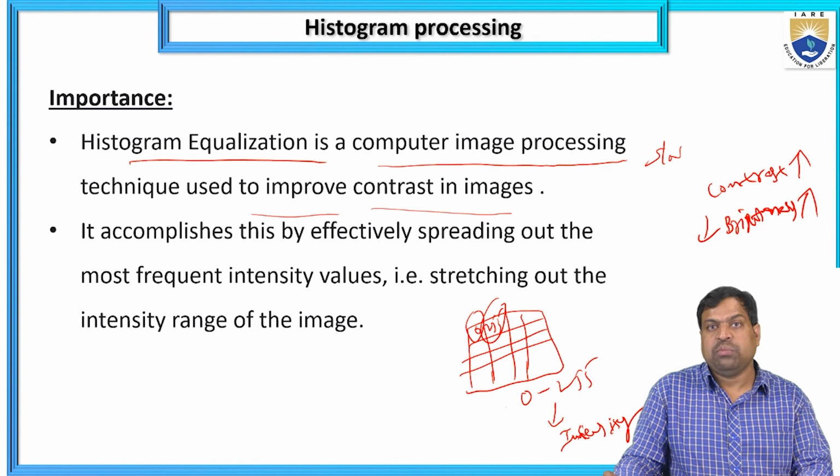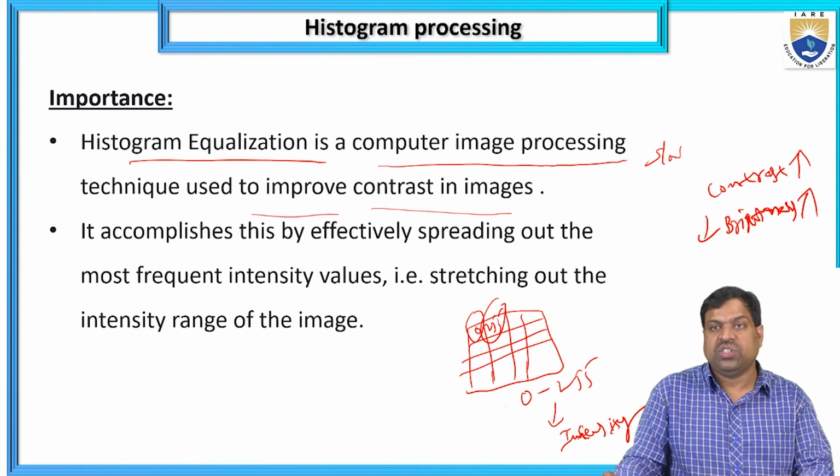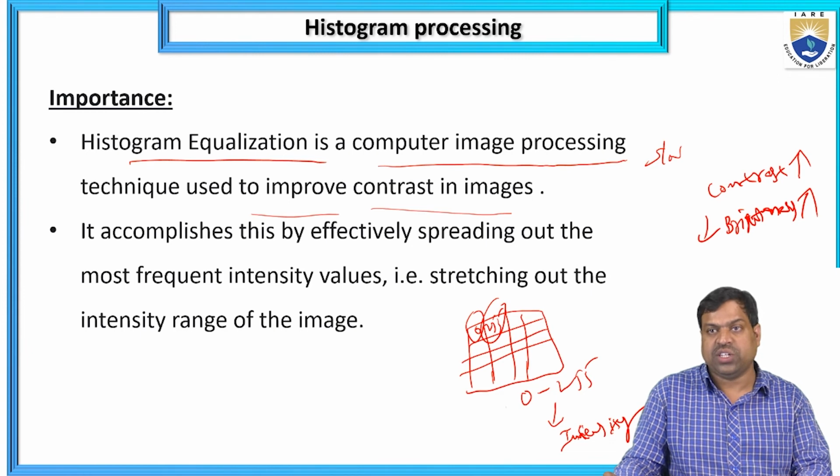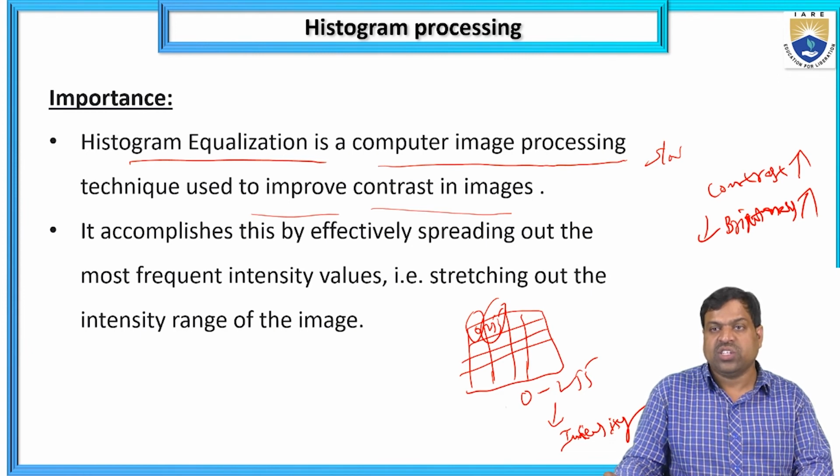So what is the importance of the histogram? Histogram equalization is a computer image processing technique used to improve the contrast of an image. It effectively spreads out the most frequent intensity values and stretches out the intensity range of the image.